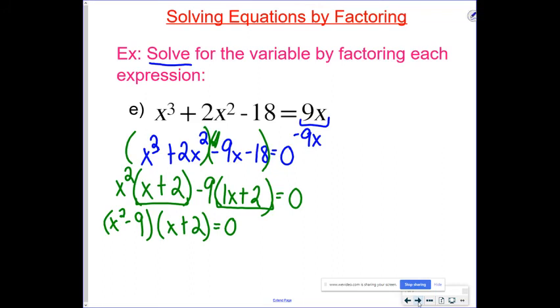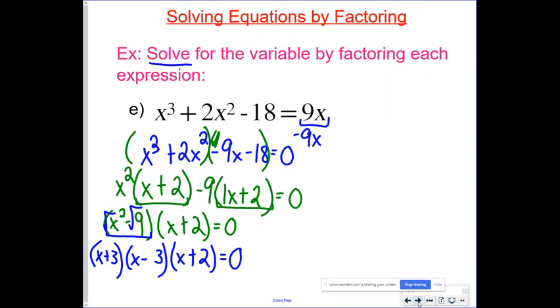Okay, but as we look back at this first factor, x squared minus 9, we can factor that some more because that's a difference of perfect squares. And we know how to factor that from Thursday. So I'm going to take the square root, x, and the square root of 9 is 3. Put plus and minus in between. And then I'm going to still bring down that x plus 2 because that was part of my factors as well. And set equal to 0.